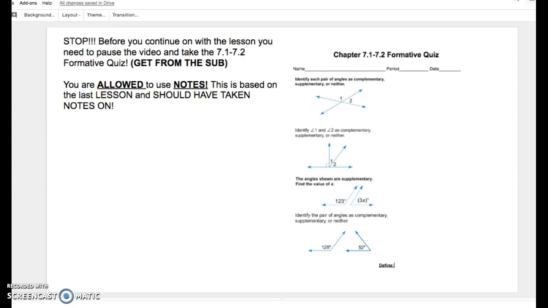So you need to pause the video or stop the video, go get this paper that looks like this from the sub, complete it. It's 4 questions and then a couple of vocabulary terms. You are allowed to use your notes. Everything should be in your notes, and it should be as specific as the last video was, or the lesson was if you're in Mr. Zeidler's class.